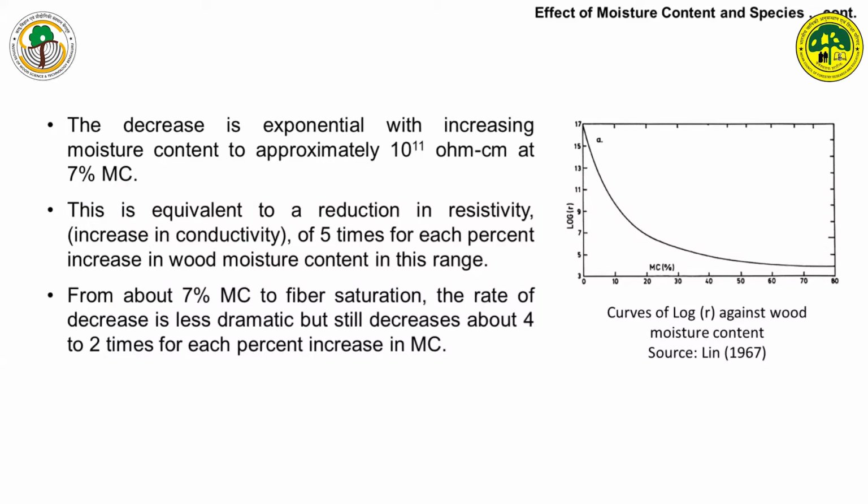That means up to 7% moisture content, if we increase the moisture content from 0 to 7, for every percentage increase in the moisture content, the electrical resistivity decreases by almost 5 times. But after 7%, the rate of decrease reduces, and it goes to 4 to 2 times until we reach FSP, the fiber saturation point.